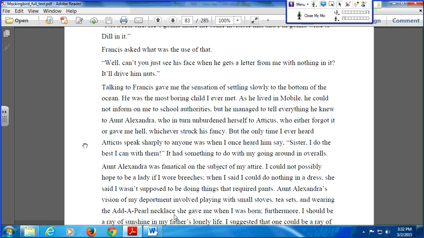It started with me going around in overalls. Aunt Alexandra was fanatical on the subject of my attire. I could not possibly hope to be a lady if I wore breeches. When I said I could do nothing in a dress, she said I wasn't supposed to do things that required pants. Aunt Alexandra's vision of my deportment involved me playing with small stoves, tea sets, and wearing a pearl necklace she gave me when I was born. Furthermore, I should be a ray of sunshine in my father's lonely life.